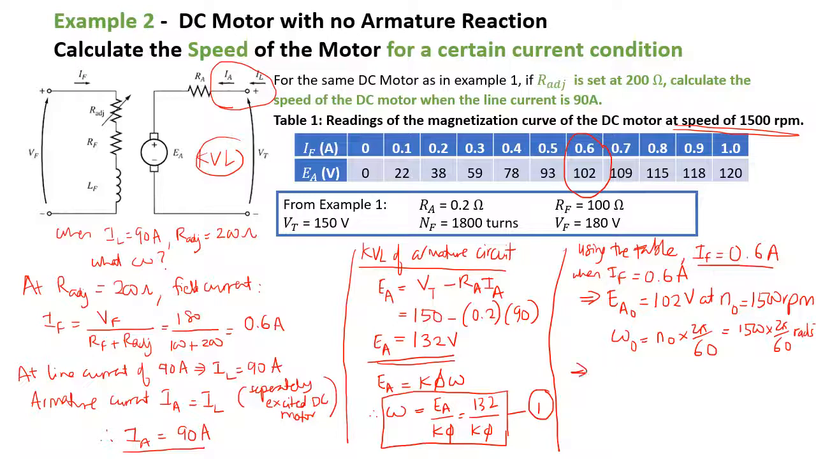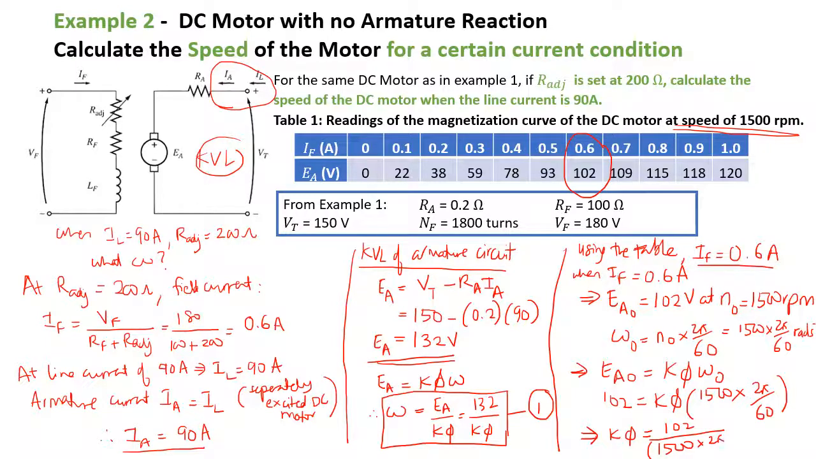And we know that EA0 is equal to K flux omega 0. So substituting EA0 as 102 and omega 0 as 1500 times 2 pi over 60, from the table we can get K flux as 102 over 1500 times 2 pi over 60, which is 0.649, and we're going to call this equation 2.